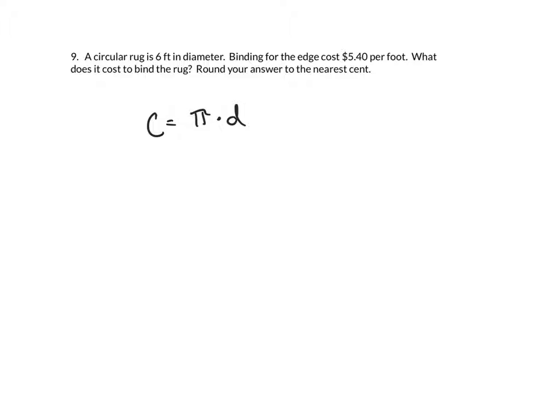For problem number 9, in order to find out the cost of binding that rug, you are going to have to figure out the circumference. So the formula is pi times the diameter. So I'm going to multiply 3.14 times 6, which is the diameter. If I go through and multiply 3.14 times 6, 4 times 6 is 24, put down the 4, carry the 2. 6 times 1 is 6, plus 2 is 8. 3 times 6 gives me 18, and I need to put in the decimal point. So the circumference of the rug is 18.84 feet.